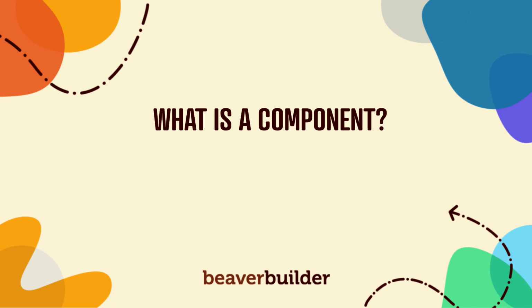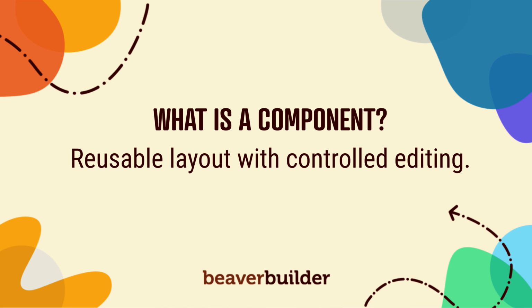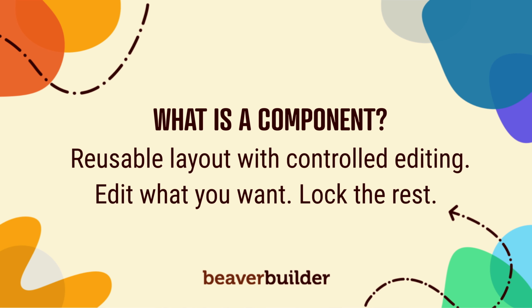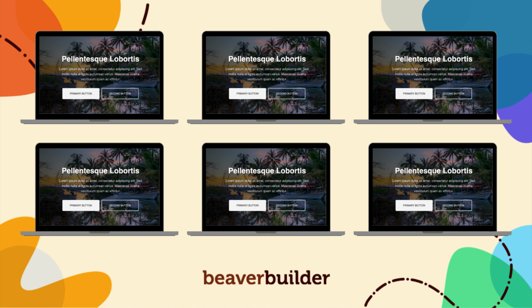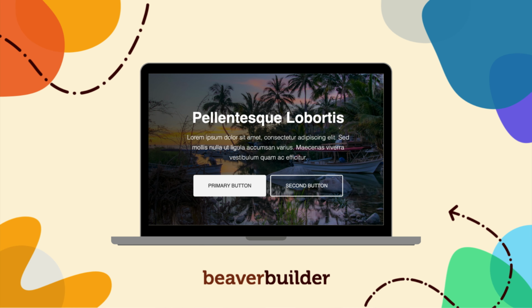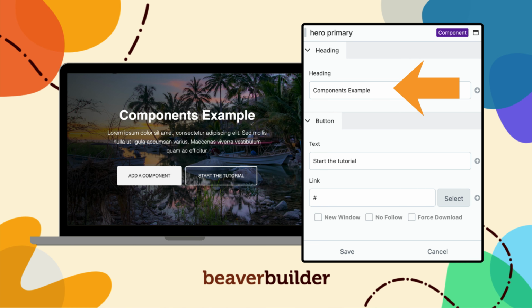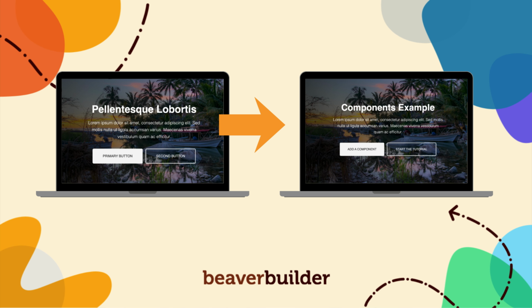But first, what is a component? A component in Beaver Builder is a reusable layout where you control what parts of your design can be edited and what parts remain locked. Instead of rebuilding the same layout on every page, you build it once and reuse it across your site. But here's the key difference. You can still allow specific fields to be edited on individual pages without breaking the overall design.